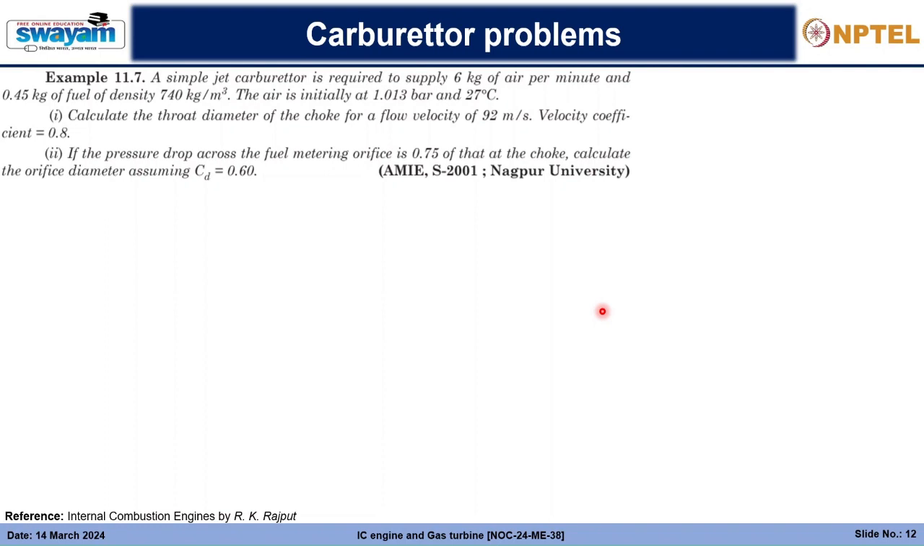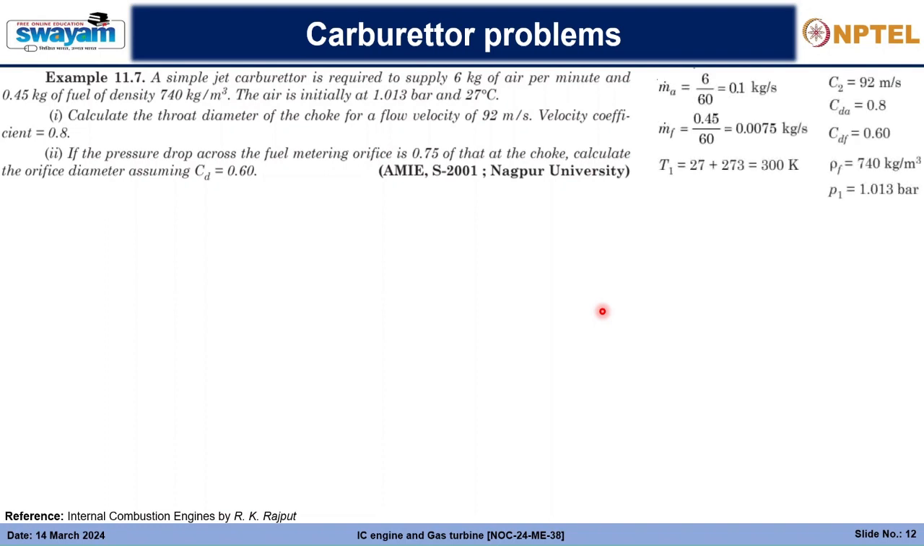Okay, let us try to solve the question. We are given the mass flow rate of air 0.1 kg per second, the mass flow rate of fuel 0.0075 kg per second, the temperature at the inlet 300 Kelvin, and the velocity at the throat 92 meter per second. That's for air. The coefficient of discharge is 0.8 for air, and for fuel it is 0.6. Then rho F, the density of fuel, is 740 kg per meter cube, and the pressure at the inlet is 1.013 bar.